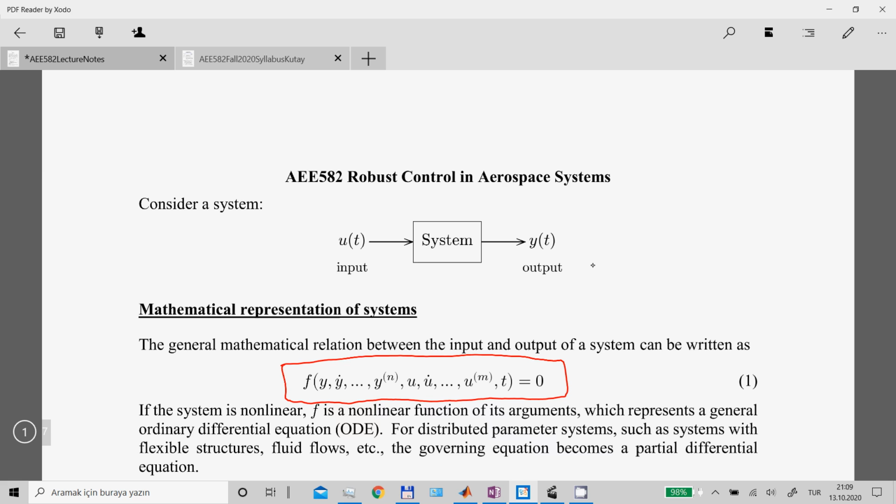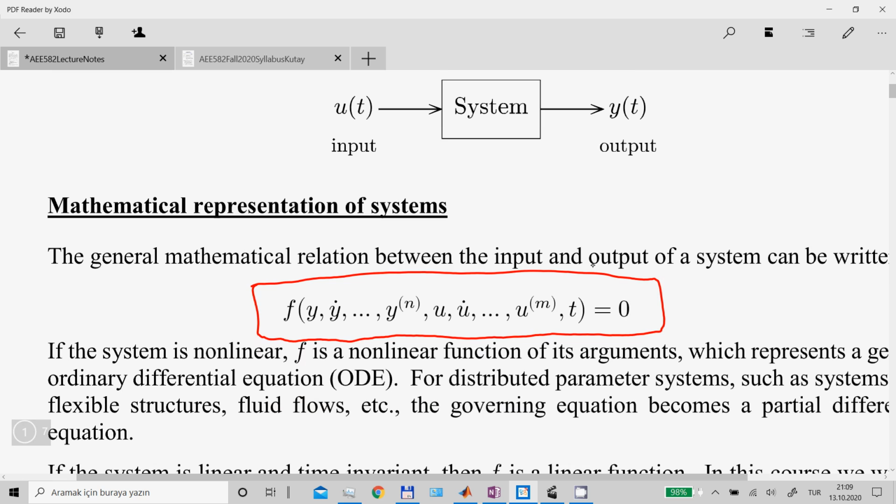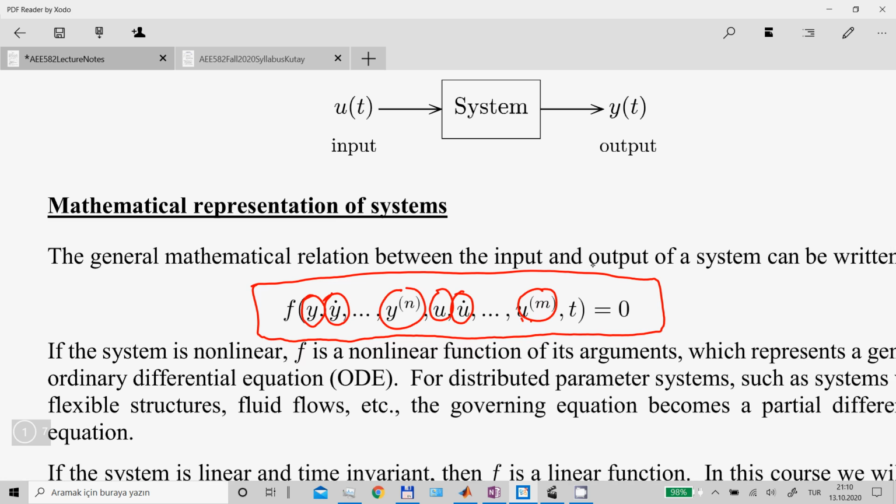The mathematical equation will be a function of these arguments. Here you have the input signal U and the derivatives of the input signal up to a certain level M. Likewise, you have the output signal Y and the derivatives of the output up to another degree N. And if your system is time varying, then the equation will also be an explicit function of time as well.